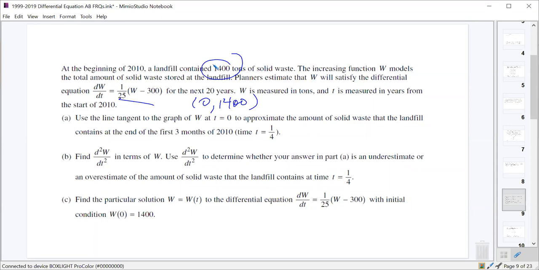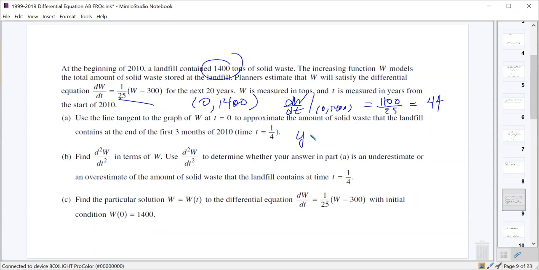And our slope should be the value of dw dt at 0, 1400. And that ought to be 1100 over 25, which must be 44. Does that sound right? Yeah. Is that right, Philip? Yeah. Okay. You just looked unhappy about that 44. You good with 44? Okay.